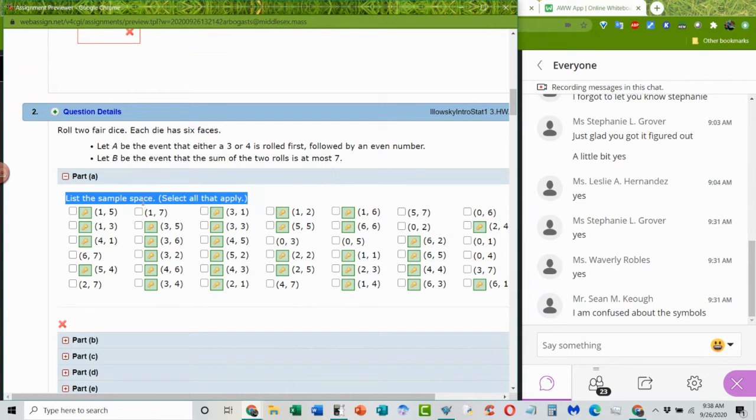And since we're rolling two dice, dice have numbers from 1 to 6. Anything that's above 6 or below 1 doesn't work. So I'm going to check off the ones that don't work because there's fewer of them. Okay. And these don't work because this has a 7 in it. This has a 7 in it. This has a 0 in it. This has a 0 in it. So we can't get those when we roll dice. So you need to check off the ones that can happen.